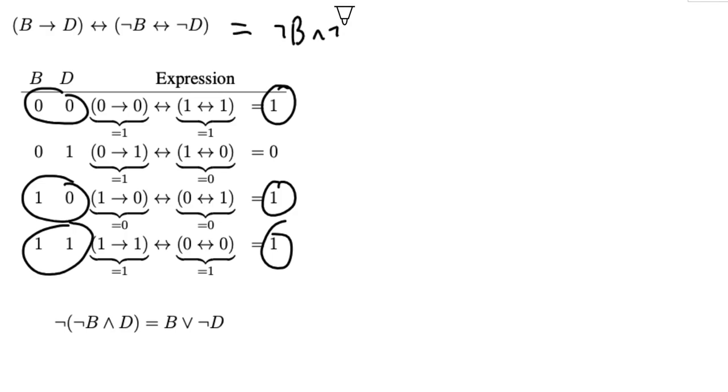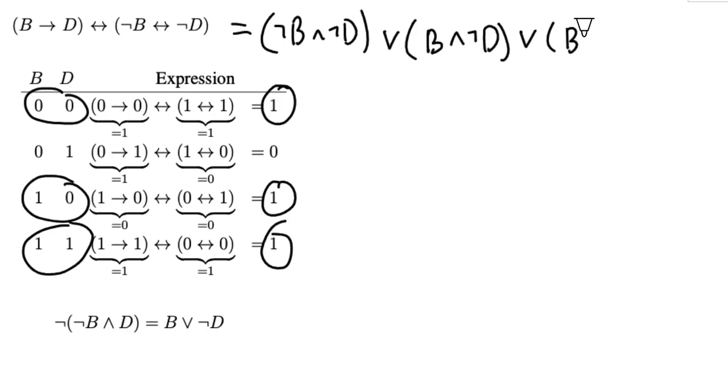Not B and not D, that corresponds to this right here. So false, false, so not B and not D. Or this right here, B and not D. Or we have B or D. So we could write it this way. Also realize that this is a disjunctive normal form.